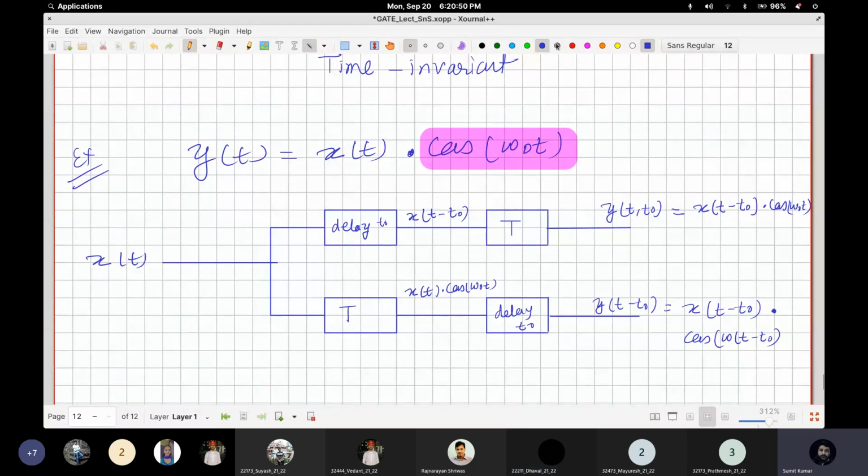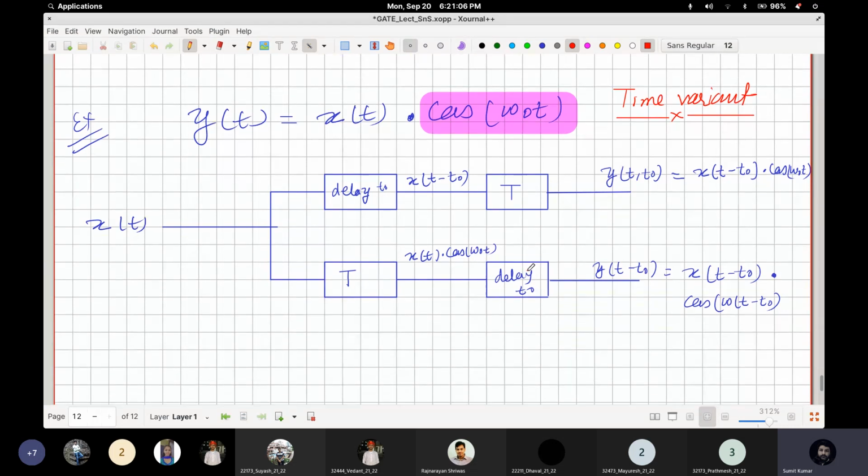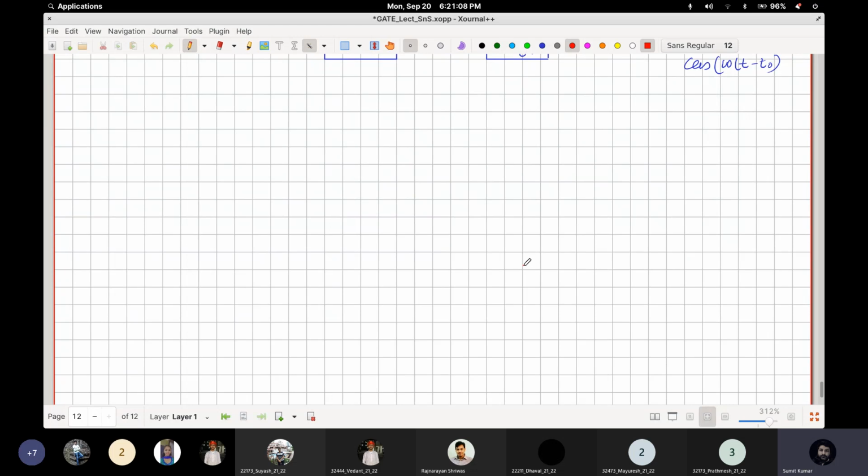So it means this is a time variant system. It's a linear system but it's time variant. Okay, is that clear to everyone? It's a very famous system, so that's why you should know about this.